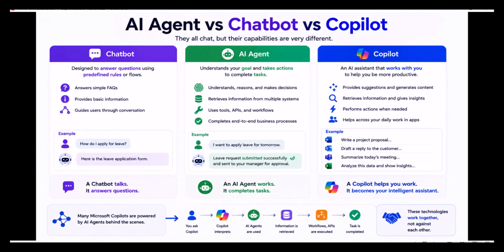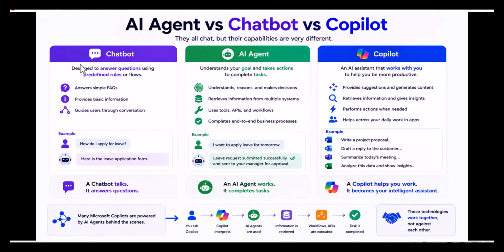Now let's look at the Copilot. A Copilot is an AI assistant that works with you. It helps you complete your daily work faster. It provides suggestions. It generates content. It retrieves information. It performs actions when needed. Think about Microsoft Word.